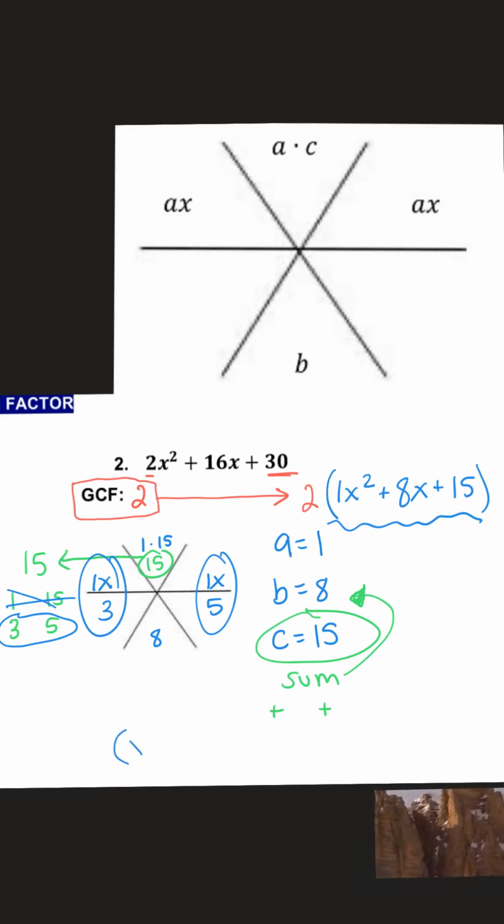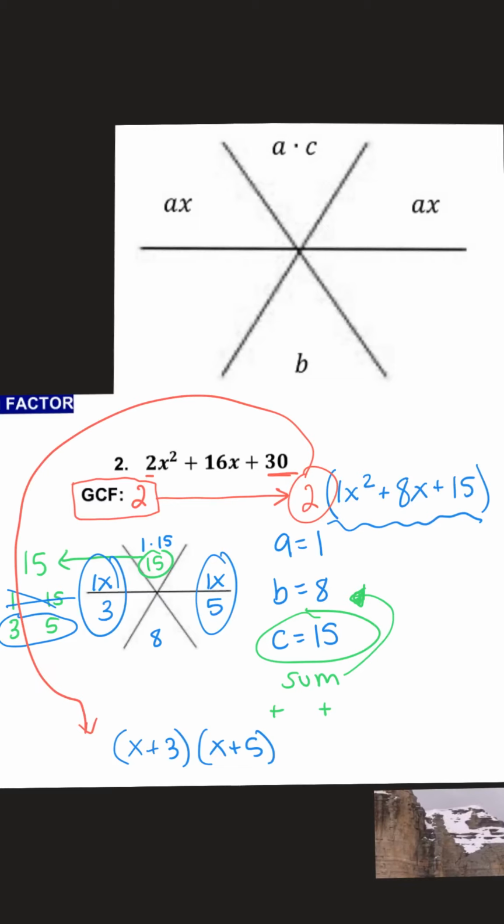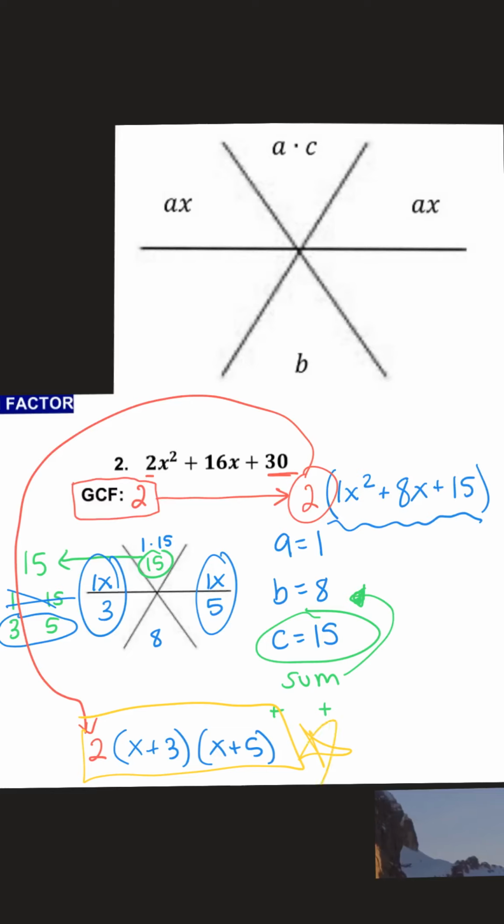So I'm going to have x plus 3 and x plus 5. And then I am not going to forget about my GCF. My GCF comes around, goes right in front of my 2 factors. And there's my answer. Now it's your turn to try it.